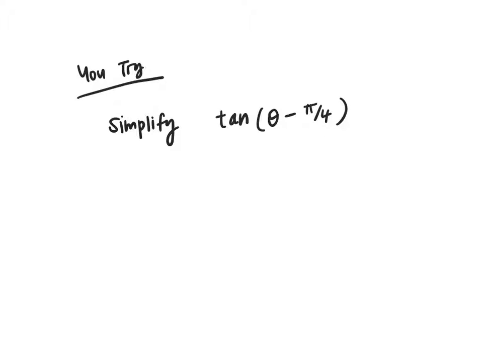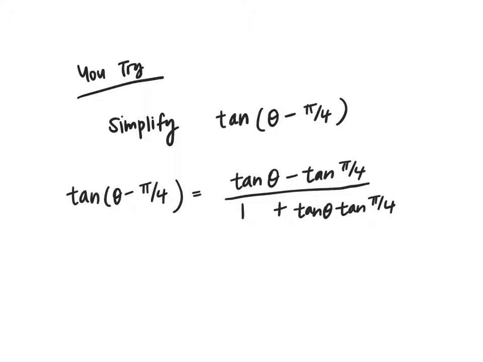Simplify tangent of theta minus pi over 4. How would you do this problem? The first step is recognizing that you have a difference going on. It's a tangent of a difference of two angles, so you can use that difference formula. Remember, the numerator is going to mirror the sign here, so it's going to be tangent theta minus tangent pi over 4. In the denominator, it's going to be the opposite sign, and you're going to have two parts.